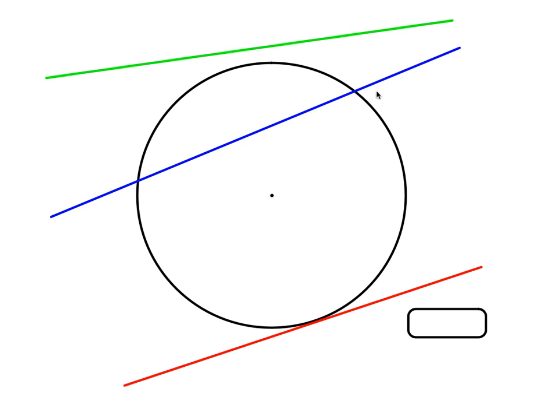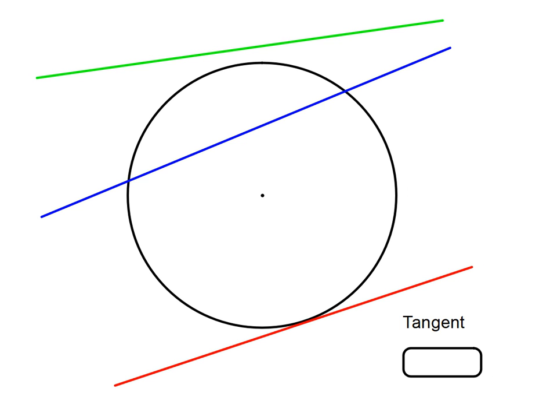The blue one goes through the circle, so it creates a chord from this point here through to this point here, inside the circle. The red line doesn't pass through the circle, it only touches it in one point. That gives it a special name. It is called a tangent, and the line is said to be tangential to the circle.